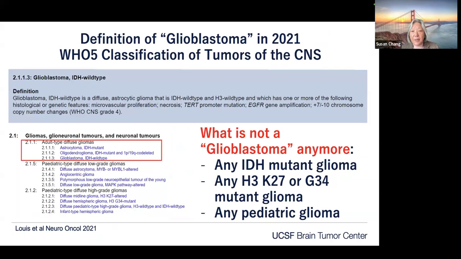So for the definition of glioblastoma in 2021, I think it's more important to understand what is not a glioblastoma anymore. Any IDH mutant glioma, even if it's histologically a grade 4, is not considered a glioblastoma. We used to call those secondary glioblastoma in the past, so that term doesn't exist anymore. This is IDH wild type or IDH mutant. If the tumor has an H3K27 or G34 mutation, then those are not considered glioblastoma either. And any pediatric glioma really is not as well.